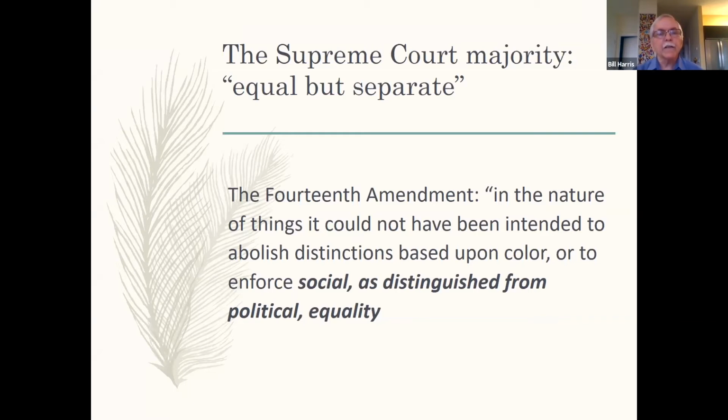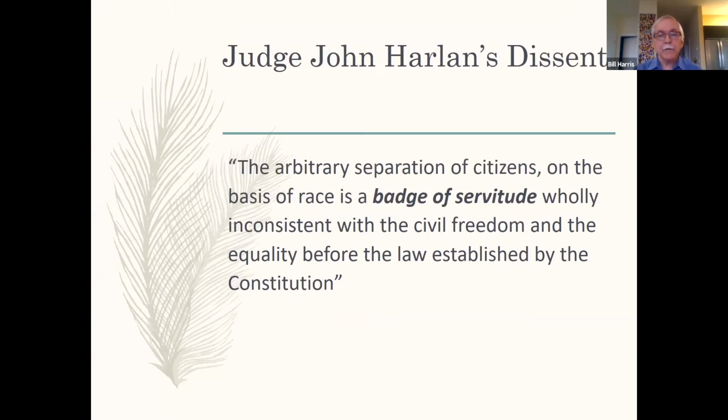We see the next slide. We can see one of the most famous dissents in Supreme Court history, Judge John Harlan's dissent. He was the one vote. Interestingly enough, he grew up in Kentucky as a member of a wealthy slave-holding family. One of the slaves in his family may have been his half-brother, and he knew what was going on. The arbitrary separation of citizens, he said, on the basis of race is a badge of servitude. That is, it is an echo of slavery.